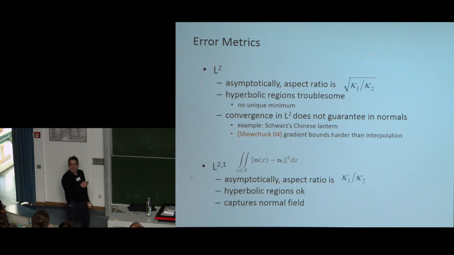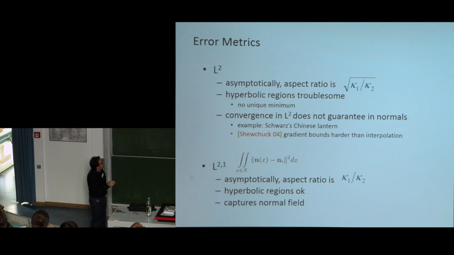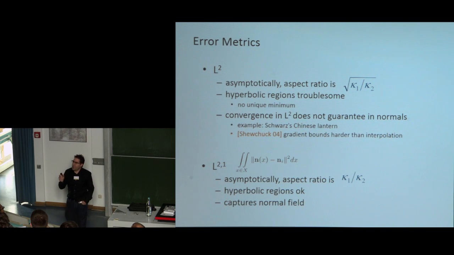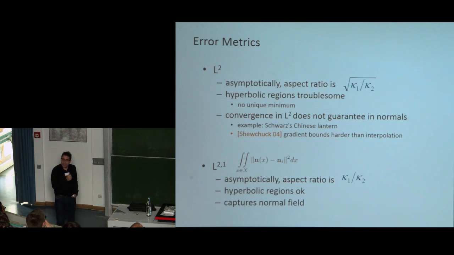But on hyperbolic regions that look like a saddle, there is not a unique minimum. You have a one-parameter family of optimal configurations. Plus, there is another issue: just because you converge in the L2 sense does not mean that the normals will converge.